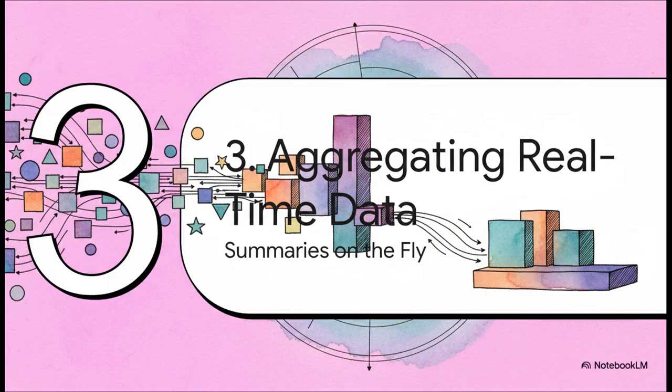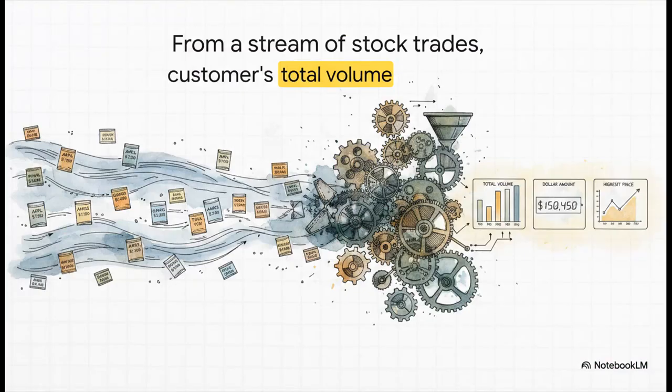Okay, so our data now has structure. This is where things get really fun. We can now do our very first stateful operation, turning this endless stream of individual events into a running summary that's always up to date. Imagine you're watching a stream of stock trades. For every single transaction that flies by, you want to know things like, what's the total volume this customer has traded today? Or what's the highest price they've paid for this stock? That's aggregation. We're continuously updating a summary with every single new piece of information.